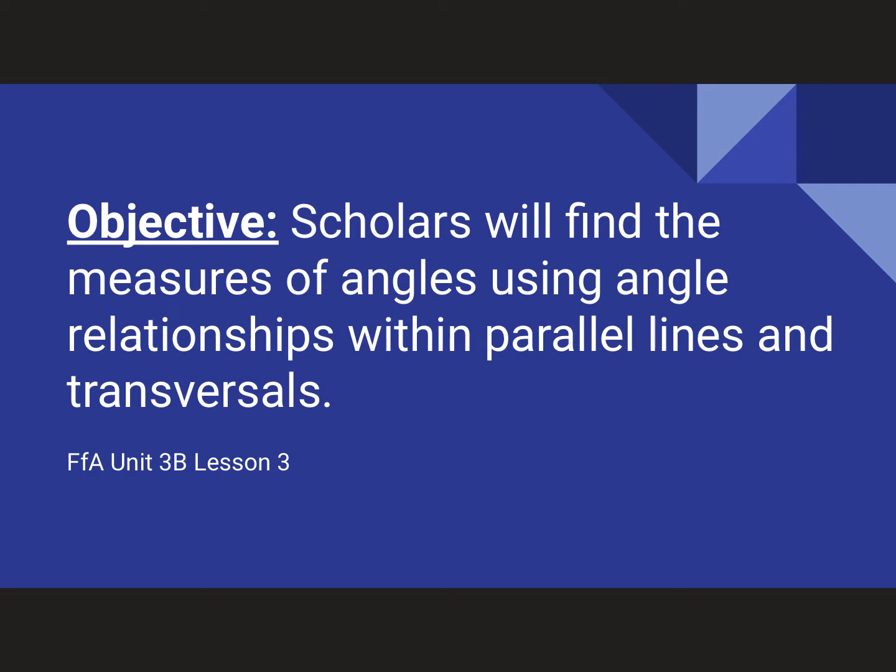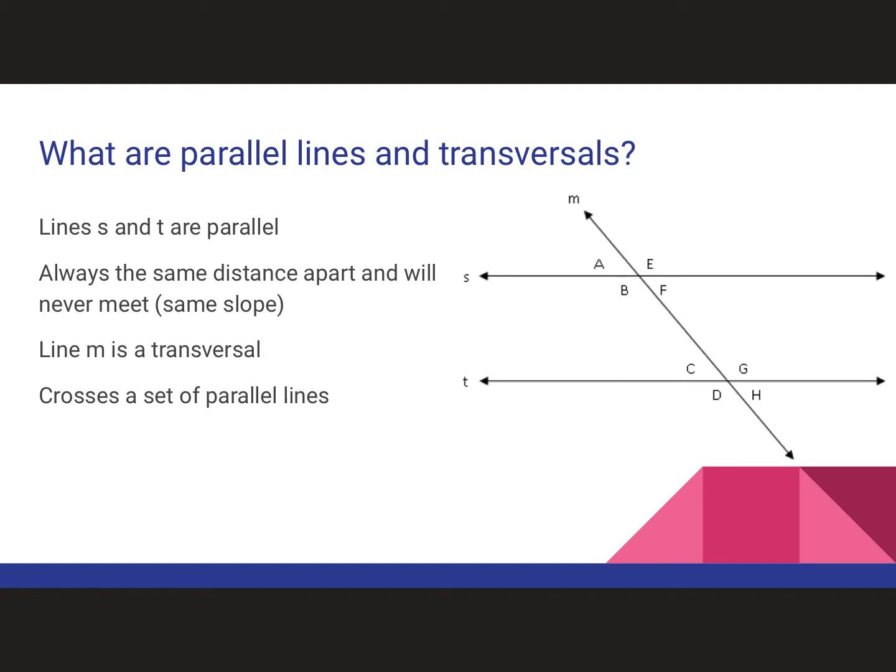Today's objective is scholars will find the measure of angles using angle relationships within parallel lines and transversals. So, first thing we need to talk about is what are parallel lines and transversals? Lines S and T are parallel. What does that mean? They are always the same distance apart, and they will never meet. They actually have the same slope, no matter which way they're going. So in this case, we have two lines that are horizontal with a zero slope.